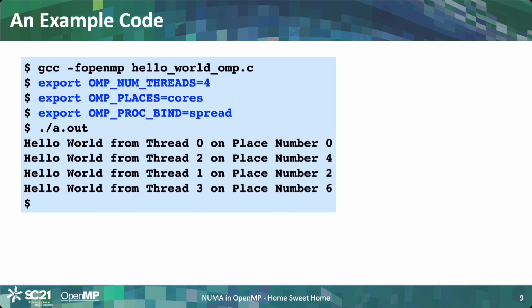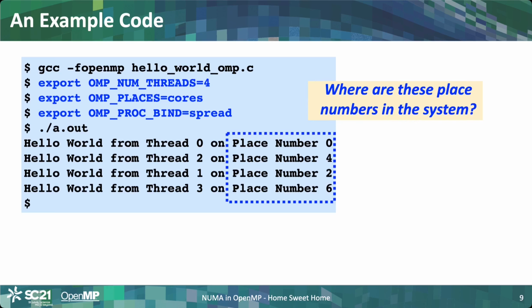I compile with GCC, I enable OpenMP, and I set the number of threads to 4. My places are the cores, and I tell the system to spread them out, those 4 threads. And this is the output that I get. And what I see, for example, is thread 0 is running on place number 0. Thread number 2 is running on place number 4. And the question is, where are those places in the system? So hold on to that question for a little bit longer, because I'm going to answer that very soon.